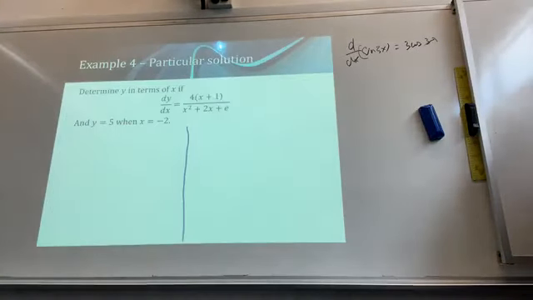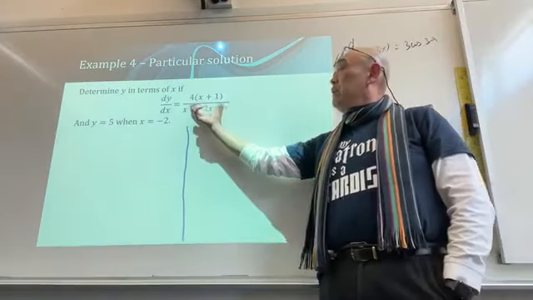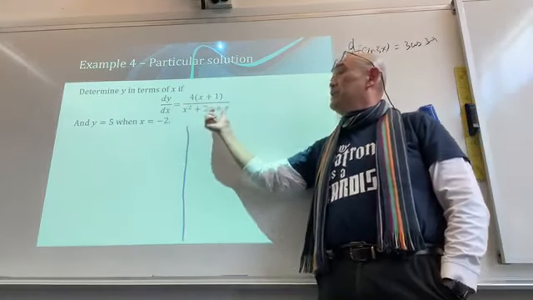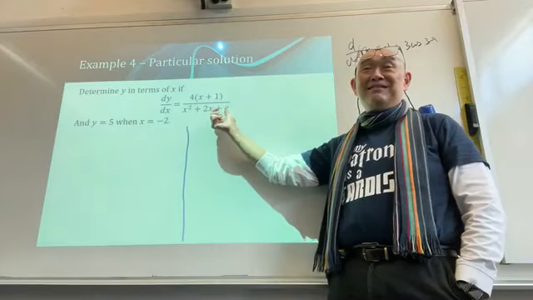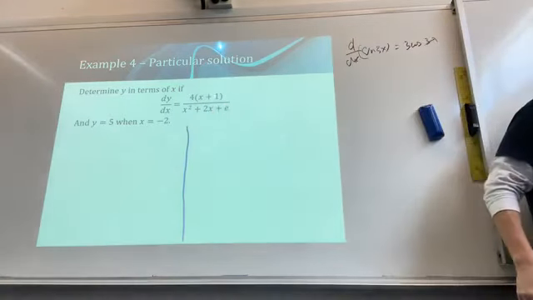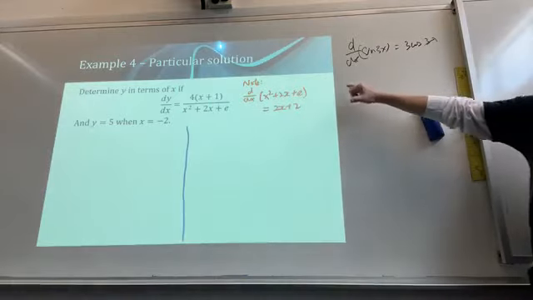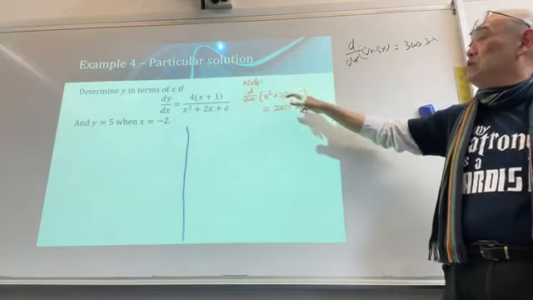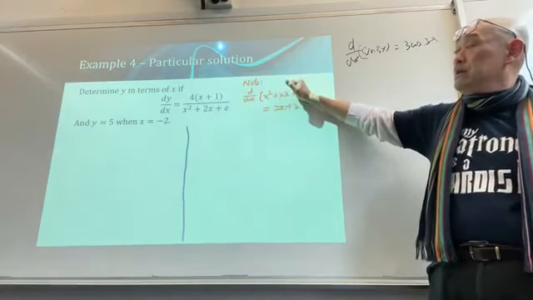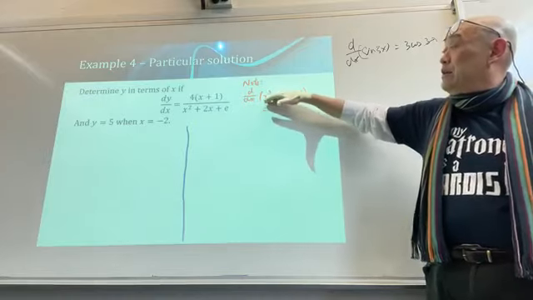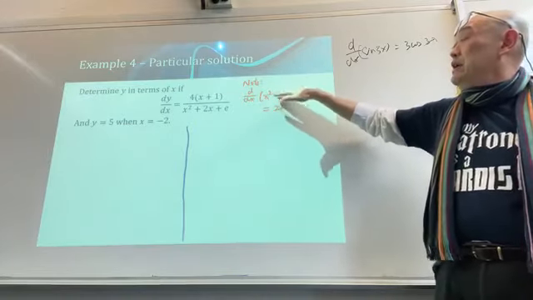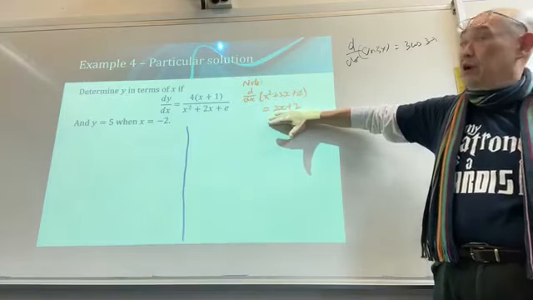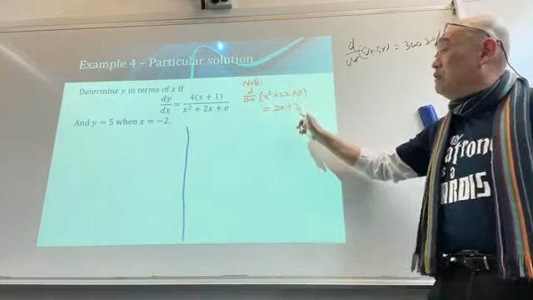Next, you need to determine a particular solution. Now, you need to note what is dy dx of e? 0. e is just a constant. So here, I actually want you to note that if I do d dx of x squared plus 2x plus e, because e is just a constant, to differentiate x squared plus 2x plus e, the answer is 2x plus 2. Alright? And how do you link that to this?